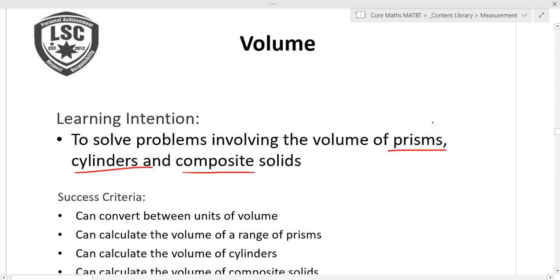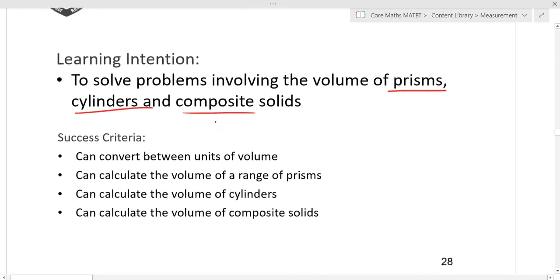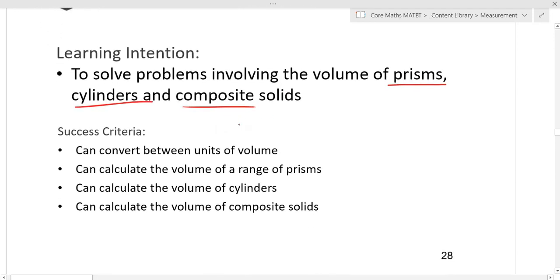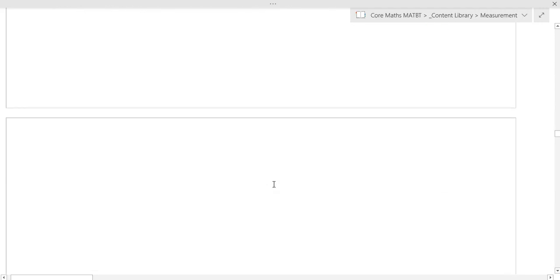Prisms are like your triangular prism, rectangular prism. Cylinders, we all know what that is, and your composite solids are shapes where they're just put together. Okay, and in terms of your success criteria, we're going to be able to convert between units of volume, calculate different volumes of prisms, cylinders, and your composite solids. Okay, so that's what we're going to focus on today. Hopefully, this will be pretty straightforward for you guys.